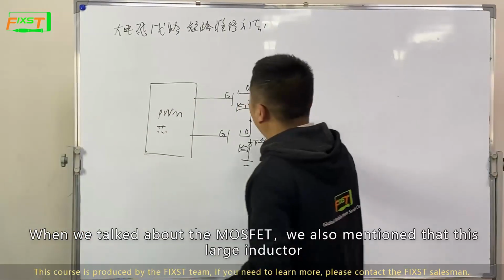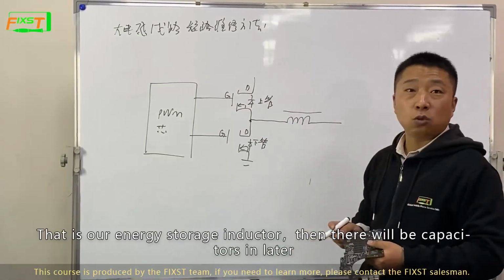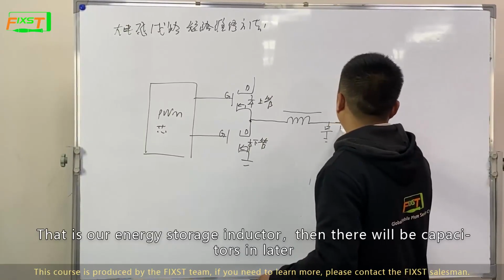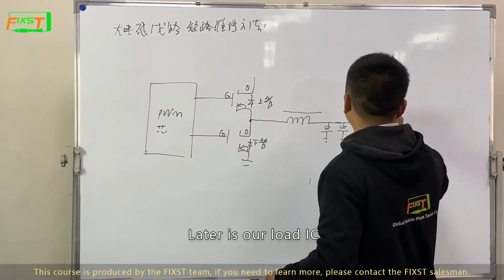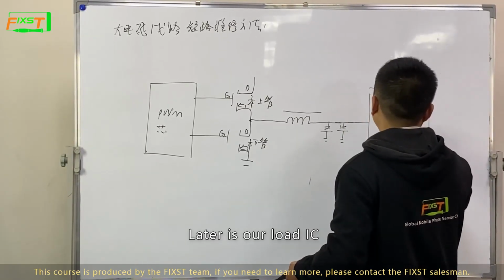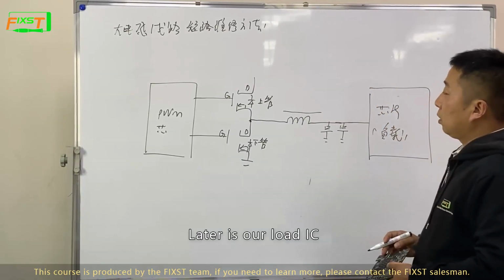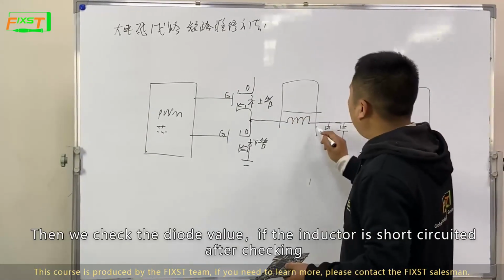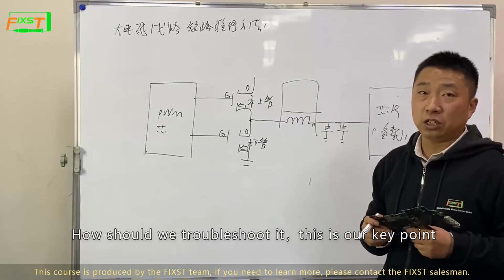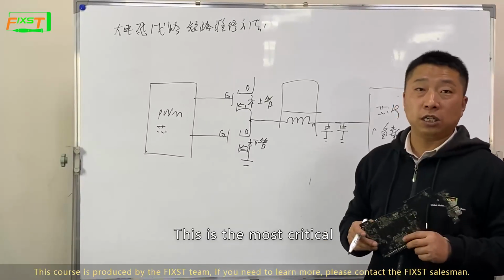When we talked about the MOSFET, we also mentioned the large inductor. That is our energy storage inductor, then there will be a capacitor later. Later is our load IC. Then we check the diode value. If the inductor is short-circuited after checking, how should we troubleshoot it? This is our key point. In maintenance, we will not only check for faults, but also find the cause. This is the most critical.